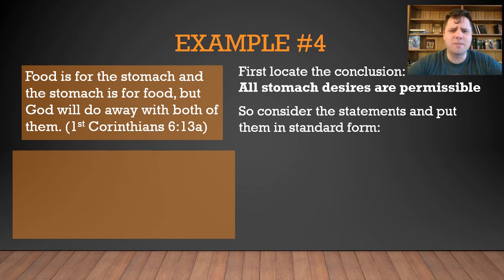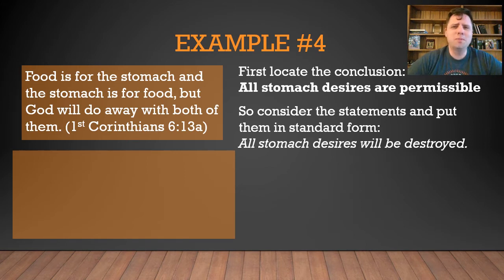Then we consider the other statement and put them in categorical form, and that's this: all stomach desires will be destroyed. Note here it says God will do away with both of them. What he means by both of them is both the stomach and food. Both stomach and food will be destroyed. They'll be done away with. So all stomach desires will be destroyed. So then this just leaves us with, well, what is the enthymeme? What's the implied part of this? Well, stomach desires has already been used twice. You notice this must be the minor term, which makes this one the minor premise. It's the first thing that makes it the minor term, so this must be the minor premise.